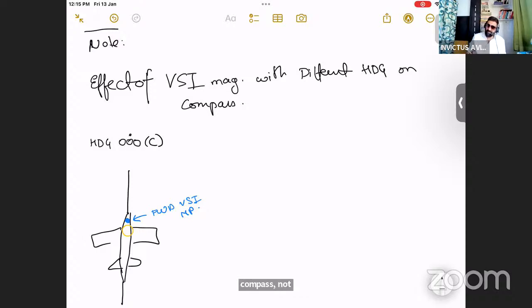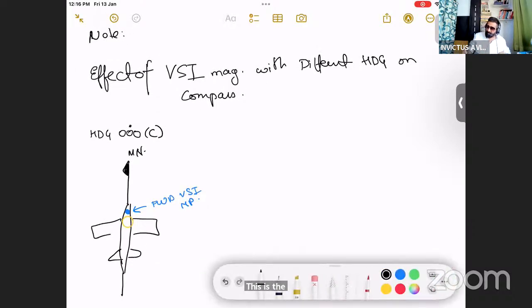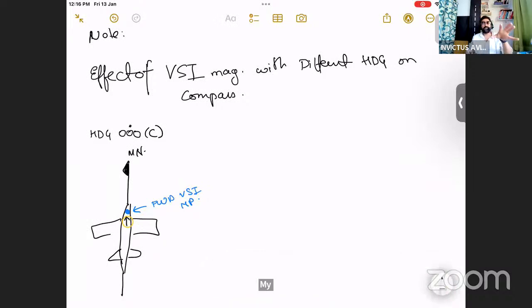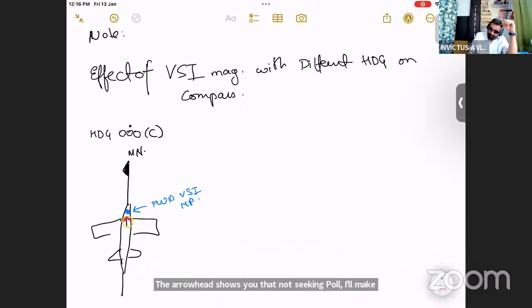So this is my longitudinal axis. Heading 000 means I'm heading north, and a half triangle like this shows me my magnetic north. It can be on the left side or the right side, doesn't matter. This is the symbol. Here, if I look carefully, my compass needle is also pointing towards north. The arrow on this small diagram under yellow, the arrowhead shows you the north-seeking pole. I'll make it red like this, so you know this is the north-seeking pole of the compass needle.